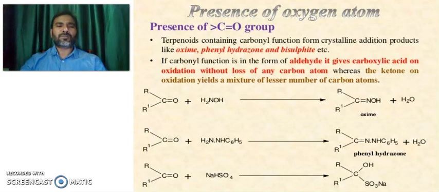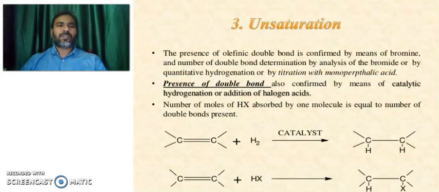Now, presence of unsaturations. You know the meaning of unsaturation: presence of a double bond. The presence of an olefinic double bond is confirmed by means of bromine, and the number of double bonds is determined by analysis of the bromide, or by quantitative hydrogenation, or by titration with monoperphthalic acid.